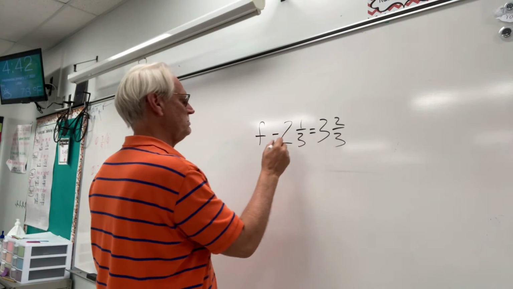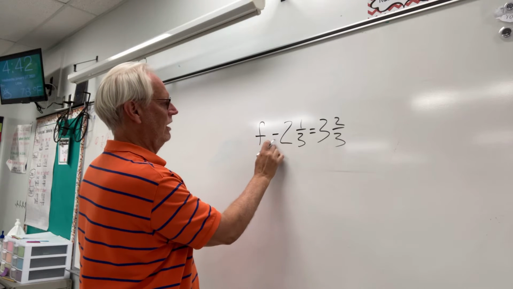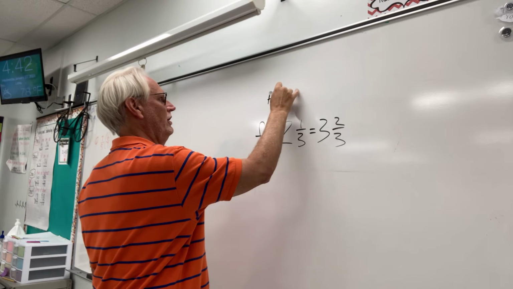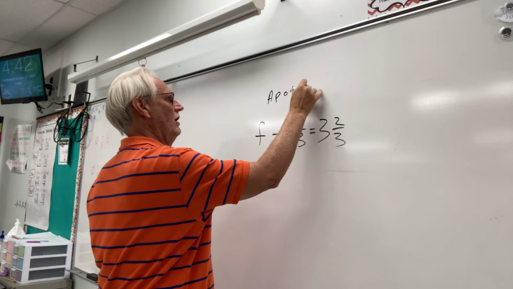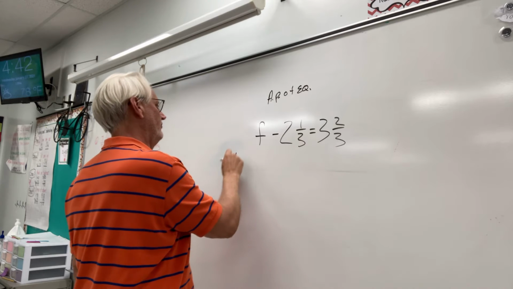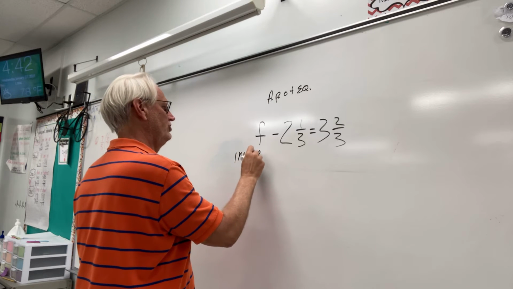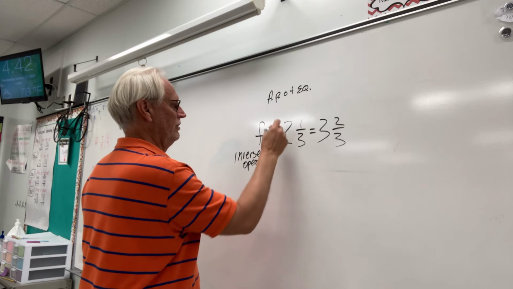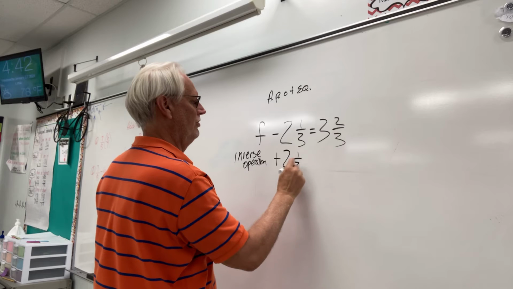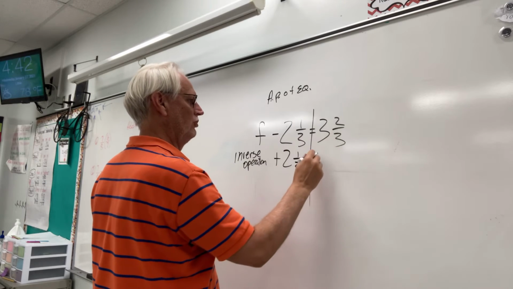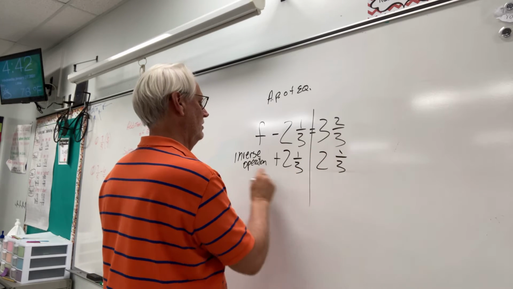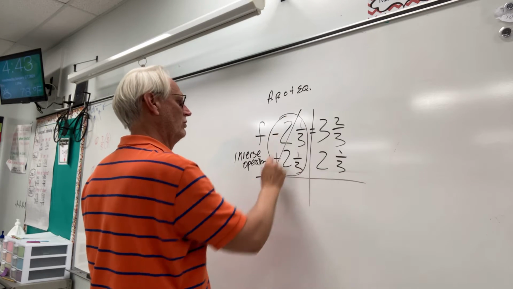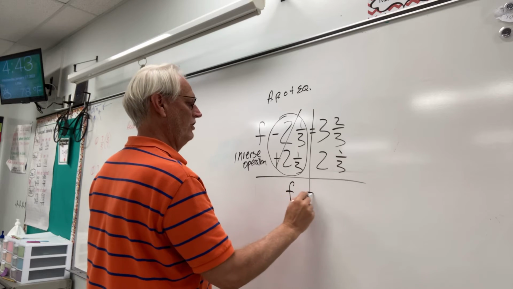So I look here. Here's my f. I'm subtracting 2 1/3. So I'm going to use the addition property of equality, right? So my inverse operation, the opposite operation, is going to be plus 2 1/3. I'm going to do that to both sides, 2 1/3. If I take 2 1/3, that part there is going to be 0. So I'm left with f equals.